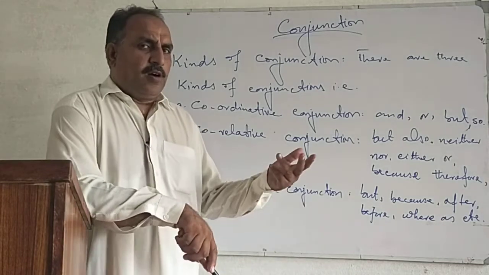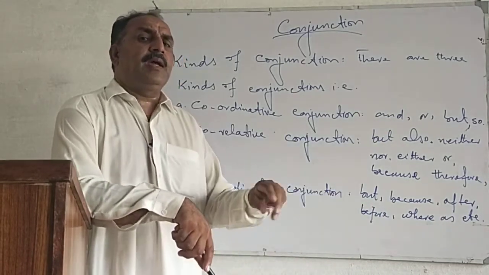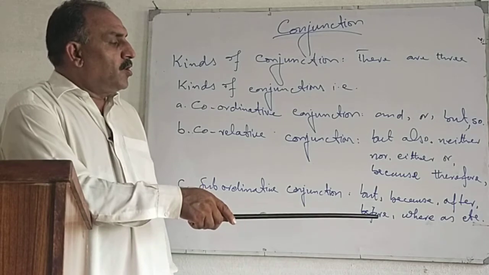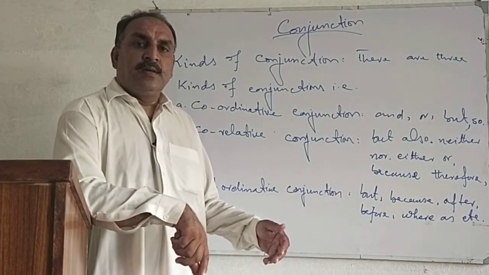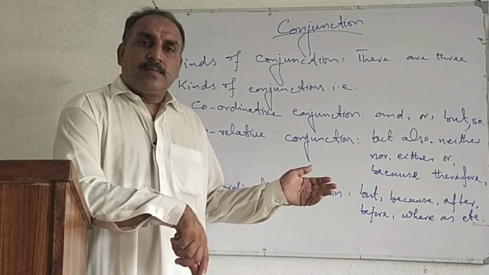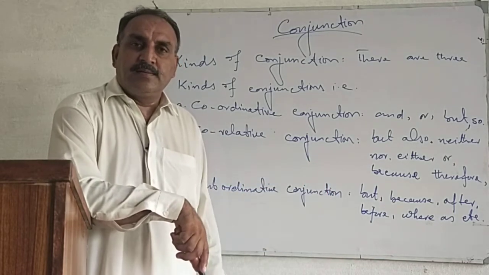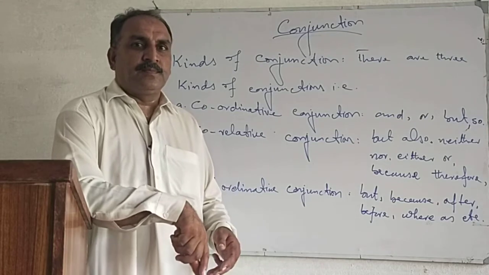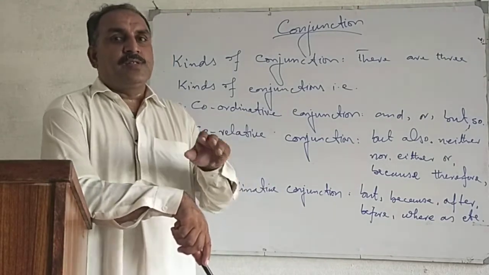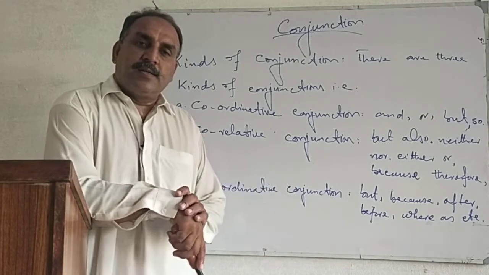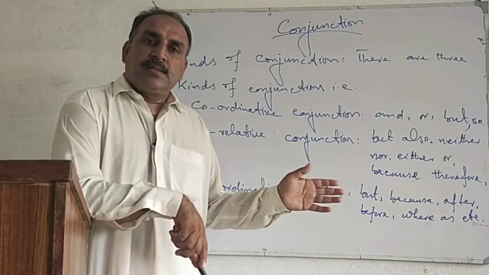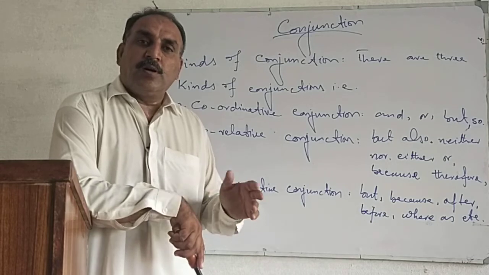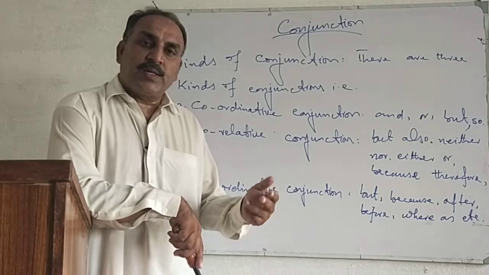Subordinative conjunctions are very common, almost the same as here, but here they make the second clause in a sentence a subordinate clause. For example, but, because, after, before, whereas, etc. His father wanted him to become a doctor, but he failed the bio paper. It becomes a subordinate clause because we use the subordinator but. They lost the match because the main players were not ready. So they lost the match.